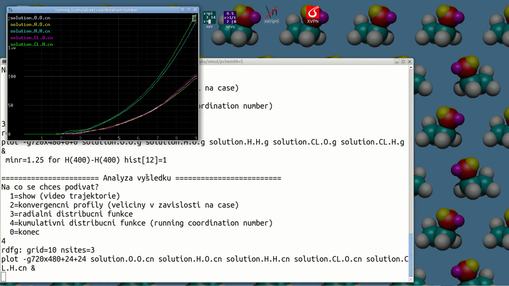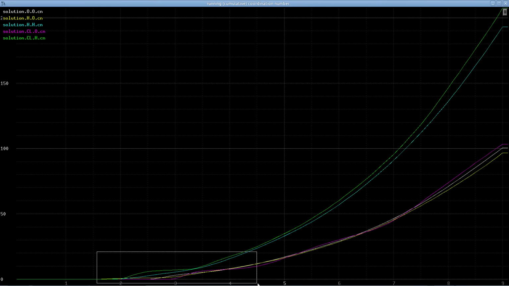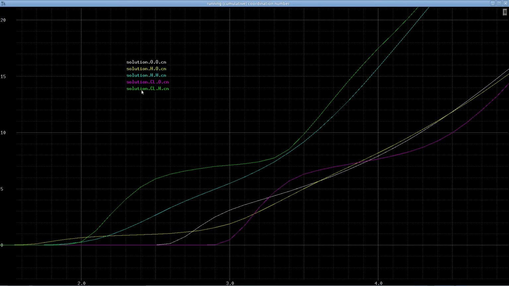So let's have a look at the coordination numbers. Again, we have here chlorine-hydrogen, and the typical coordination number here is about 7. That is, we have on average 7 hydrogens around chlorine, 7 water hydrogens. And how many do we get for chlorine-oxygen? It's again about 7, this pink curve. It means that we have on average 7 water molecules around chlorine.